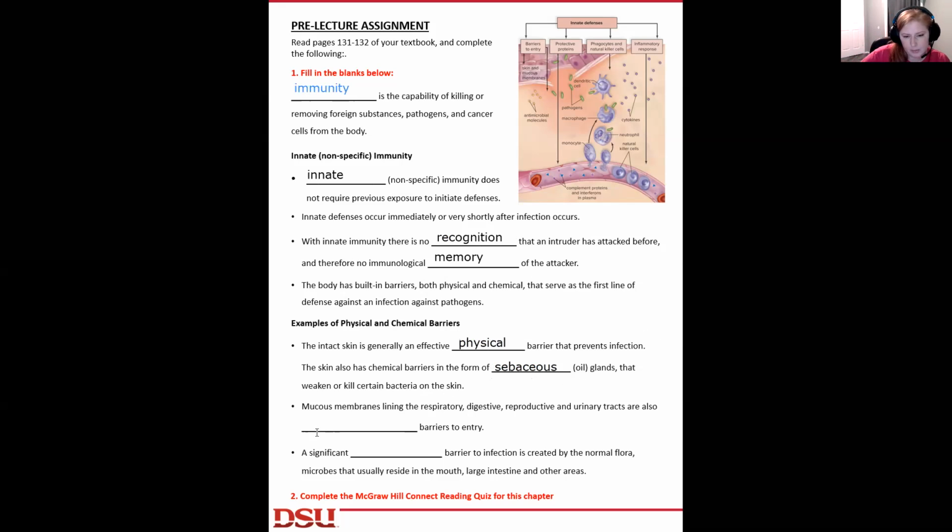Mucous membranes lining the respiratory, digestive, reproductive, and urinary tracts are also considered physical barriers. A significant chemical barrier to infection is created by the normal flora, the microbes, usually talking about different types of bacteria that are present in various parts of the body: the reproductive tract, mouth, and large intestine.